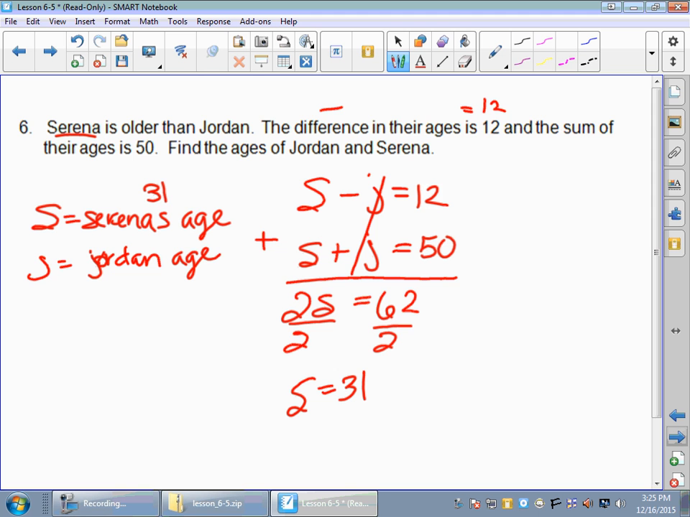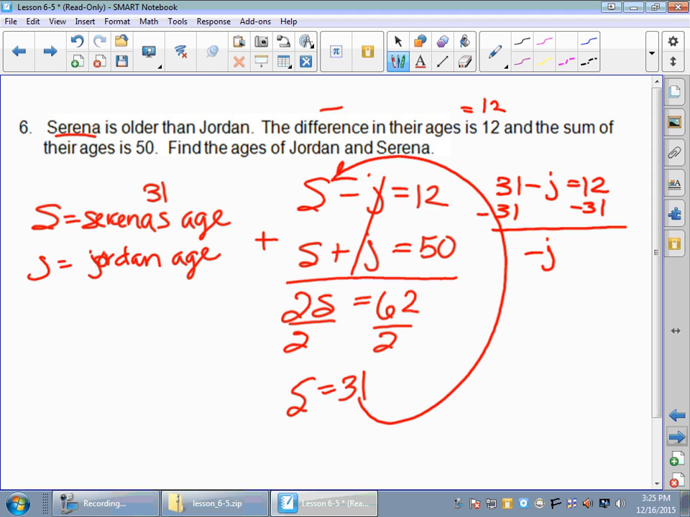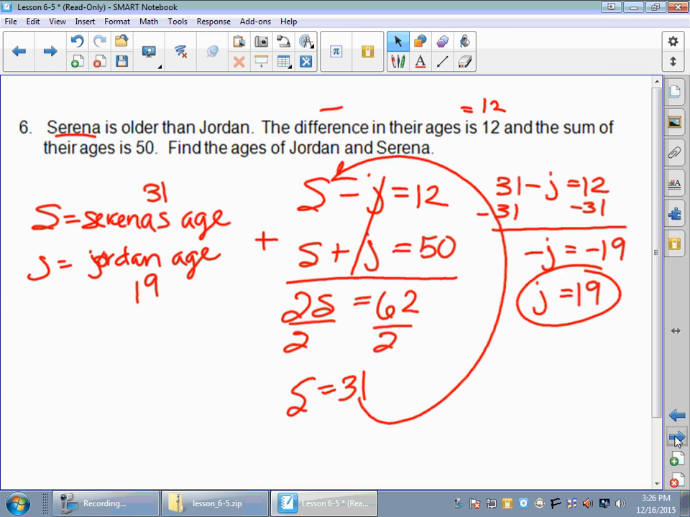Plug it in to either one. If I plug it into the first one, 31 minus J is equal to 12. Subtract 31 from both sides. You get a negative J is equal to a negative 19. So that means that a regular J is equal to a positive 19. So that means Jordan is 19. So Serena is 31 and Jordan is 19.